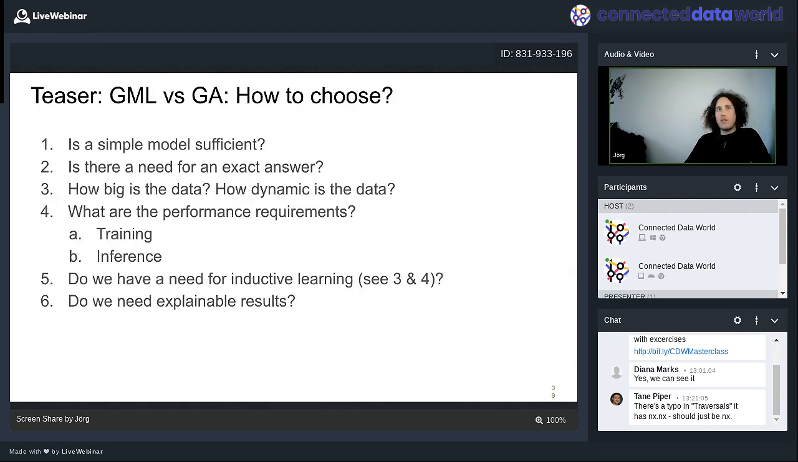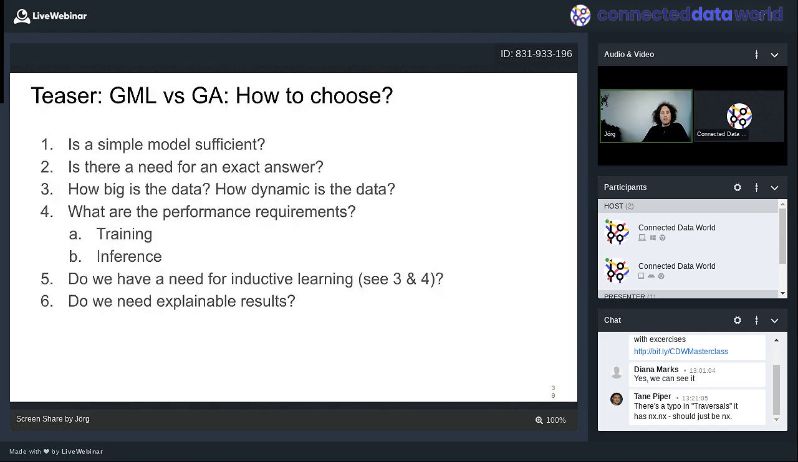Second part is how dynamic is our data set. So how often does it change? So imagine, for example, Facebook, LinkedIn graph of users. This, of course, is changing every minute. There are people joining, there are people leaving.